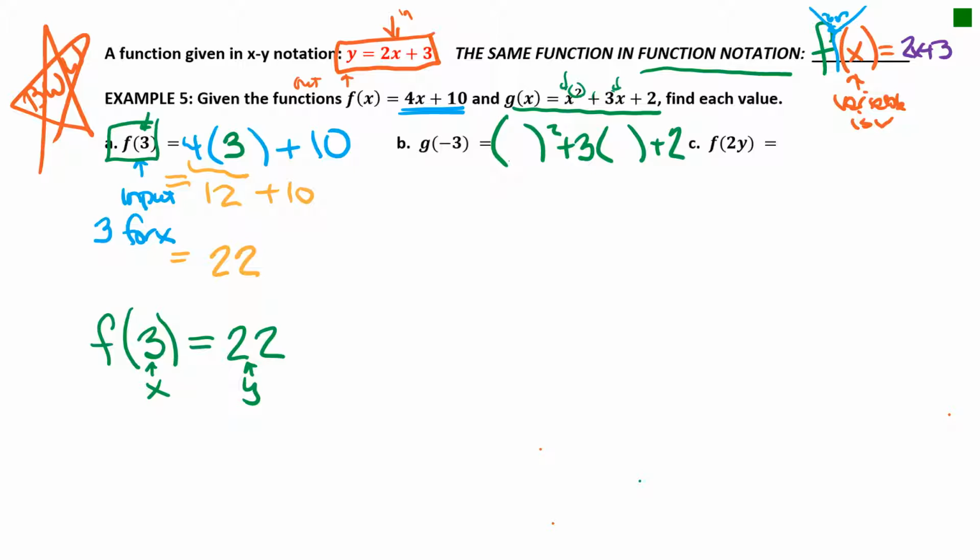Now in this case, what is my input? The input is -3. So I'm going to put -3 everywhere x is. Remember, x is your input. Now I'm going to do what my dear Aunt Sally says. She says -3 squared has to come first. Exponents come first.